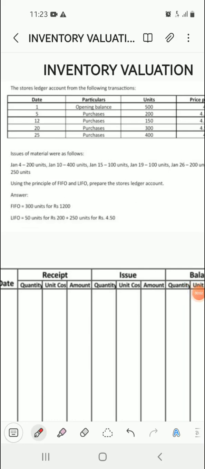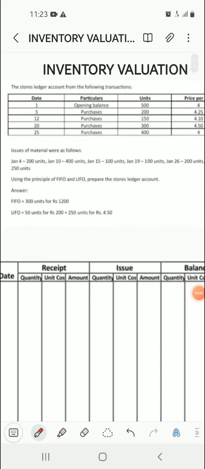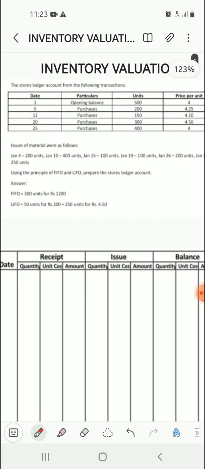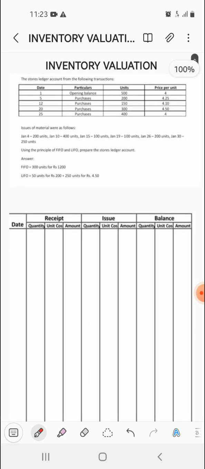Today we are going to solve another sum from inventory valuation. The question given to us is the stores ledger account from the following transactions. Issue of materials were as follows, and using the principle of FIFO and LIFO we have to prepare the stores ledger account. For checking, the answers are given so that we can check whether my answers are correct.